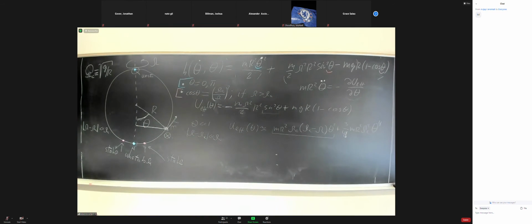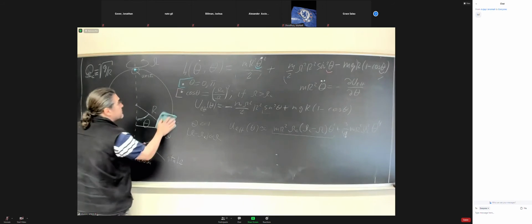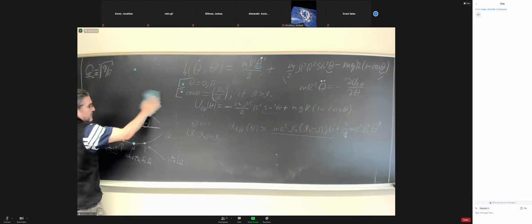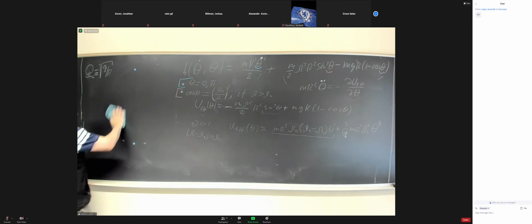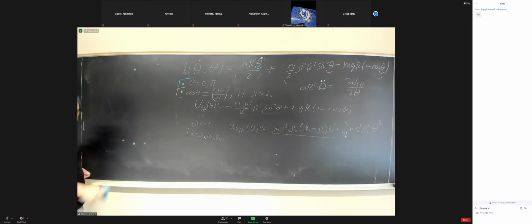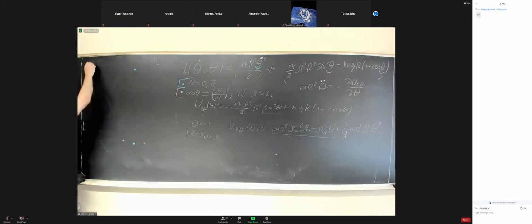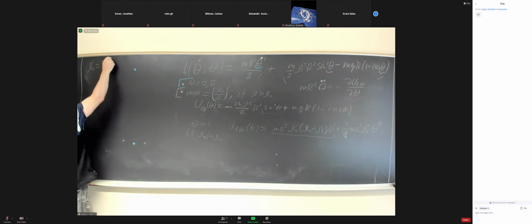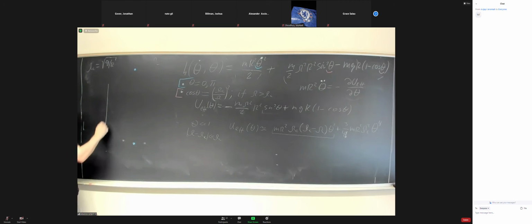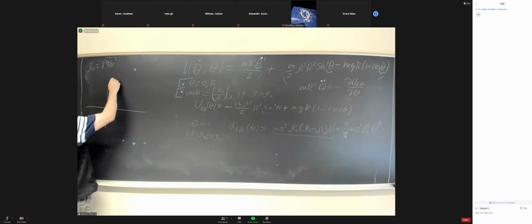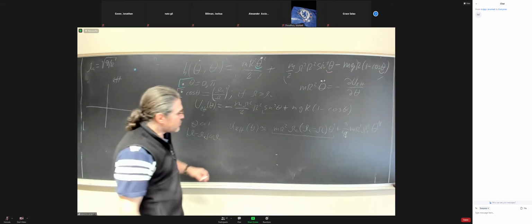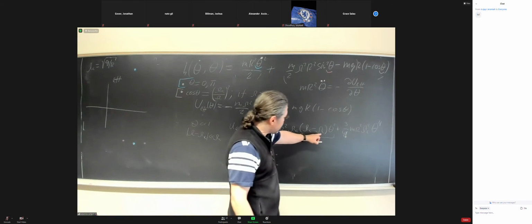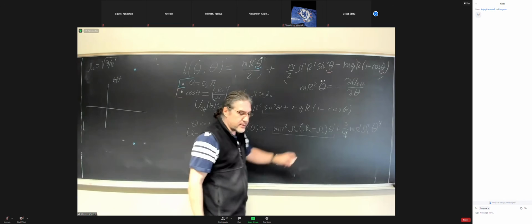Okay? That makes sense? Yeah. So let's see how it looks. Remember, I told you always draw the potential energy function. So let's draw it. So this is my effective potential. And let me first draw it when omega is less than omega critical.